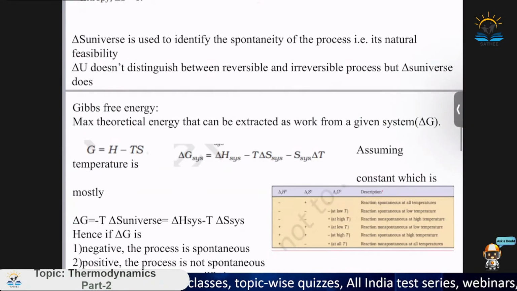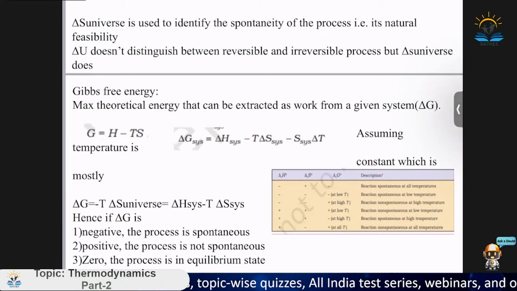Delta S gives free energy. Free energy is the maximum theoretical energy that can be extracted as work from a given system.